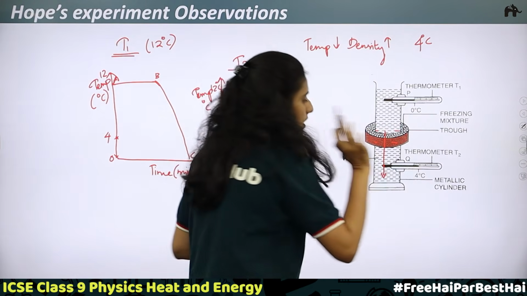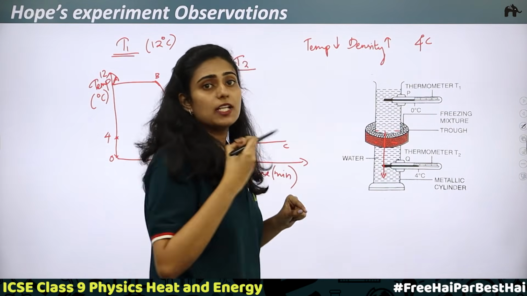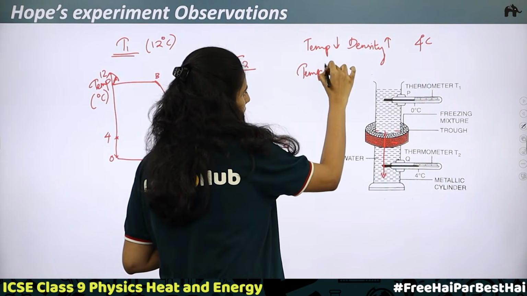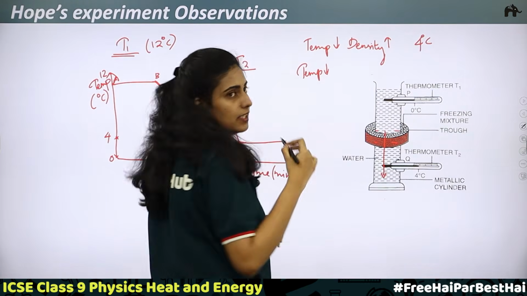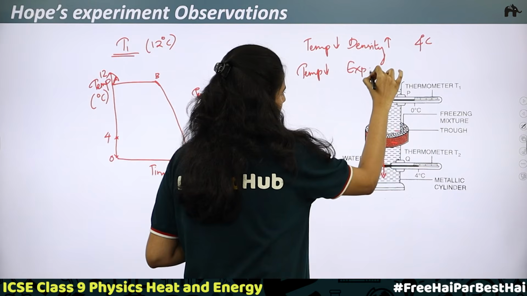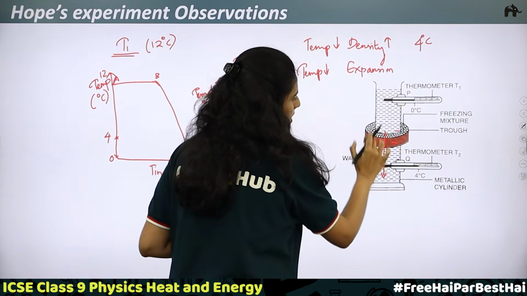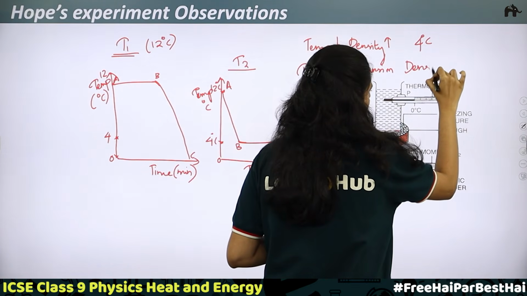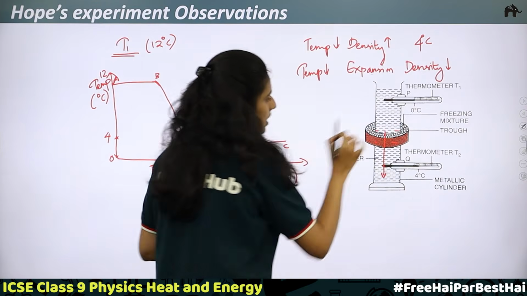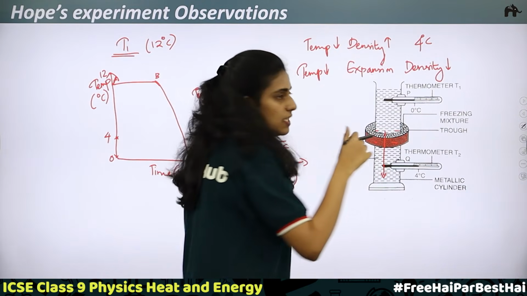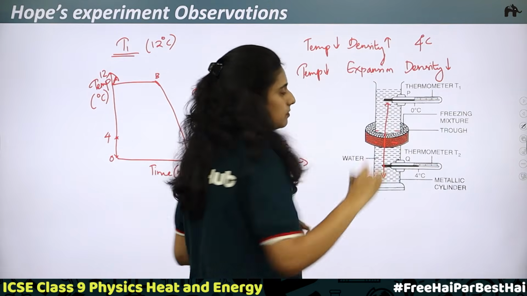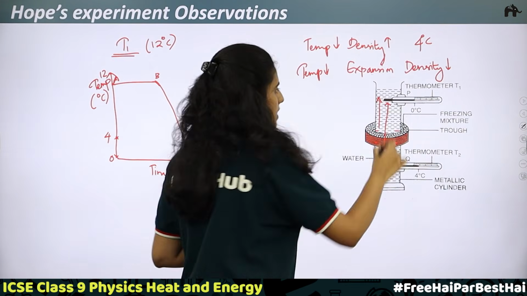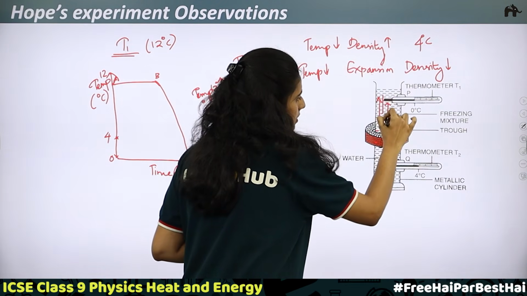After 4 degrees Celsius, what happens? We know the anomalous behavior of water. On further decreasing the temperature, there is expansion. The water in the central portion will now start expanding. Expanding means the density will decrease. So the density of water in the central portion has now decreased. Decreased means the less dense part will rise up. The less dense part will start rising up, which means the water here will start coming down.